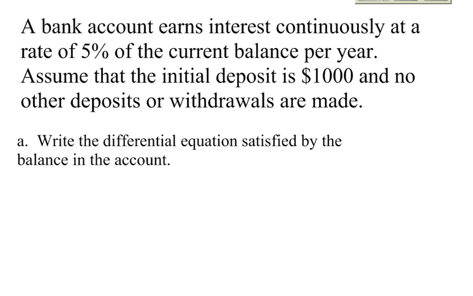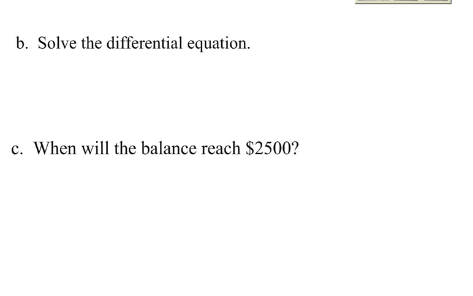So let's take a look at this one. A bank account earns interest continuously at a rate of 5% per year. The initial deposit is 1,000. No other deposits or withdrawals are made, and we're asked to write a differential equation. So our differential equation would be that the amount in our account is changing at a rate of 0.05 of the amount. So 5% of the amount gives the amount of change.